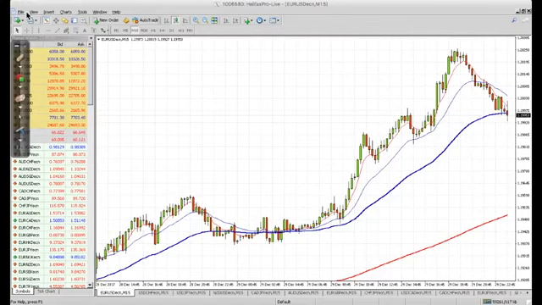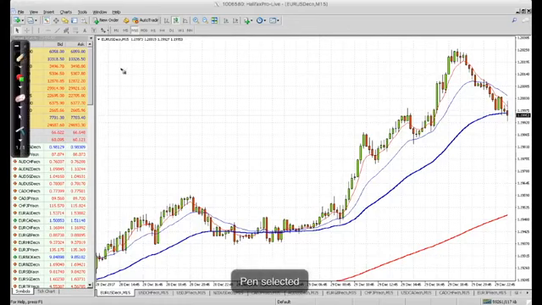Alright, so let me talk about the importance of identifying support and resistance levels on price charts. So first, let me define support and resistance. Support and resistance are price levels where prices tend to stop and reverse direction.